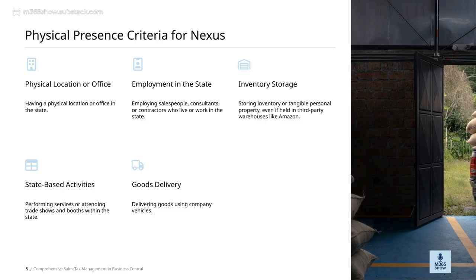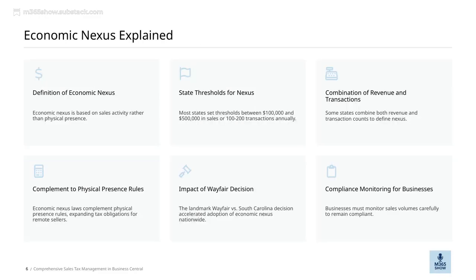Connecting this to the overall theme, understanding these physical presence criteria helps ensure your sales tax management aligns with state regulations. Recognizing where your physical activities occur is essential in maintaining compliance and avoiding potential issues. Let's take a closer look at what economic nexus really means.